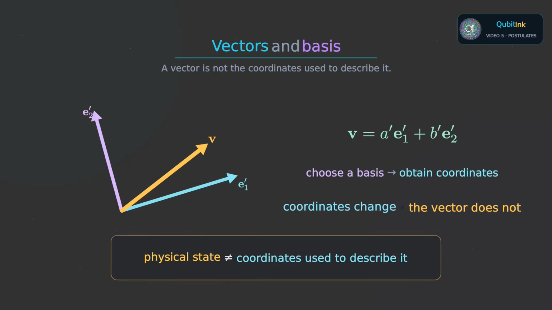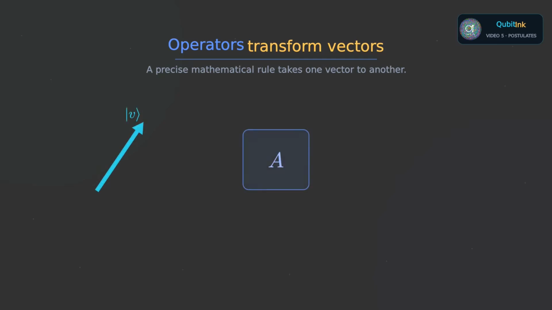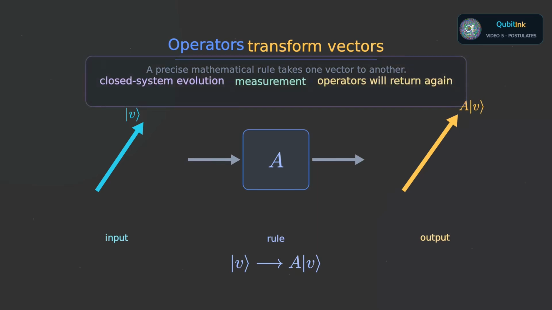Next come operators. An operator takes a vector and transforms it into another vector. You can think of it as a rule: give it a state, apply the transformation, and see where the state goes. Soon, operators will describe some of the most important processes in quantum mechanics, including how closed systems evolve and how measurements act on quantum states.